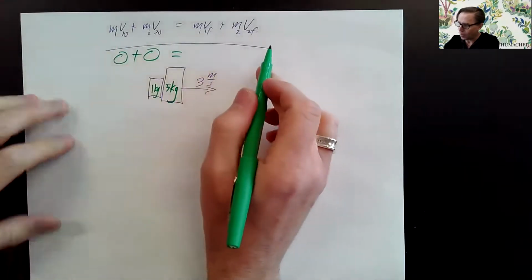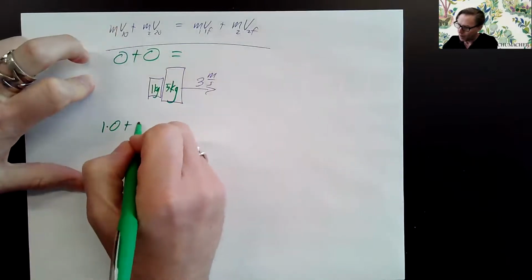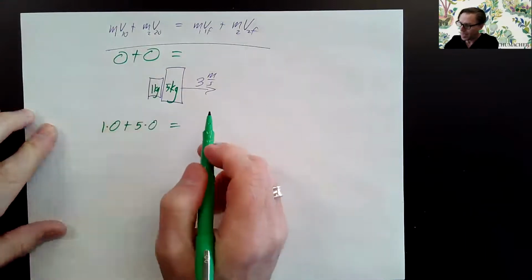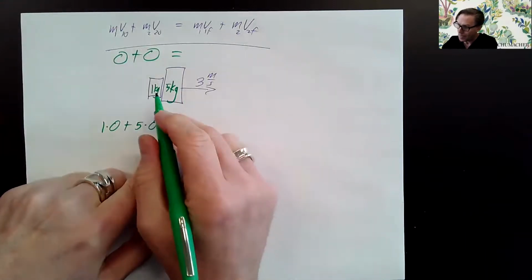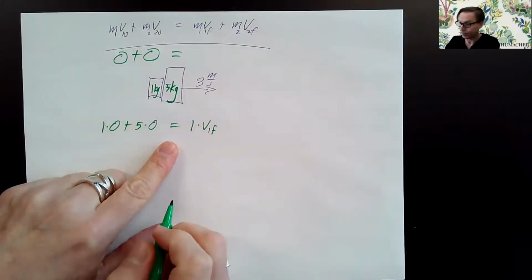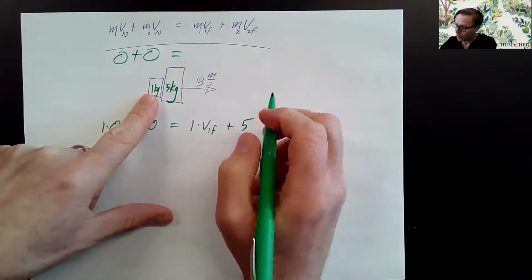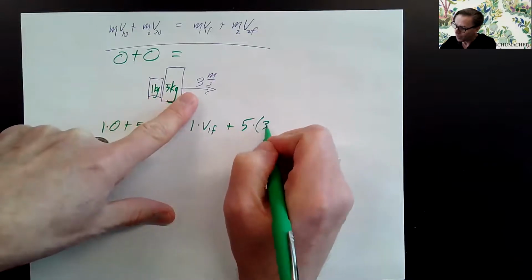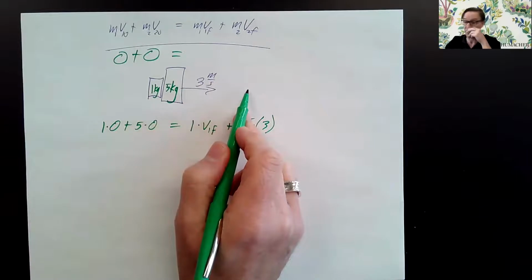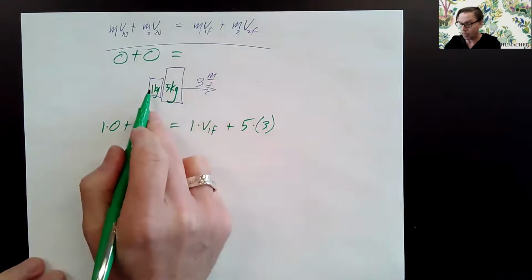But now I'm going to fill in all the numbers. M1 is 1, V1 initial is 0. M2 is 5, V2 initial is 0. That's 1 times 0 is 0, 5 times 0 is 0. M1 is still 1, the mass hasn't changed, and I want to find V1 final. I want to find this guy's velocity at the end. Plus M2, 5 kilograms, times V2 final, and I'm putting in a positive 3 because the 3 meters per second points to the right. If I get a positive number for V1 final, that means this guy's also moving to the right.